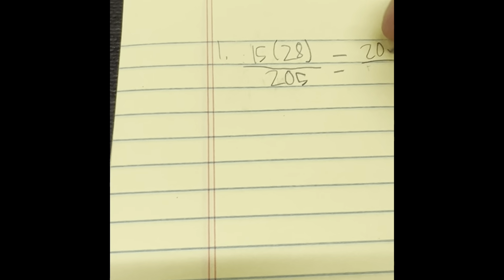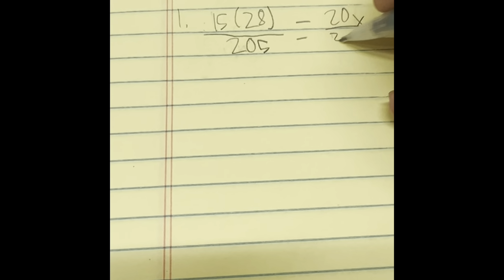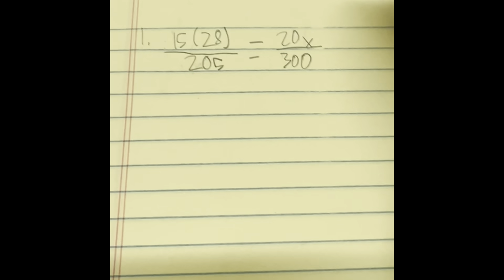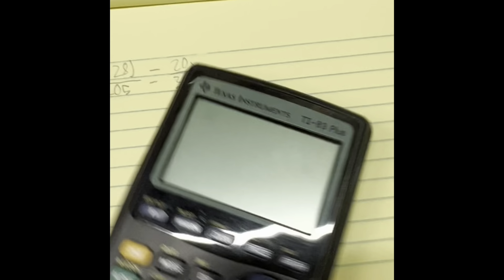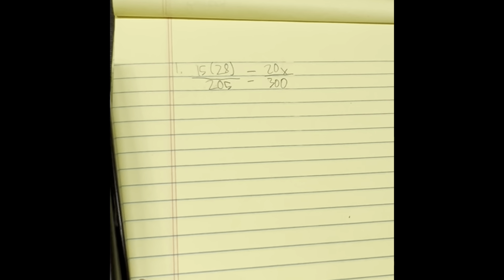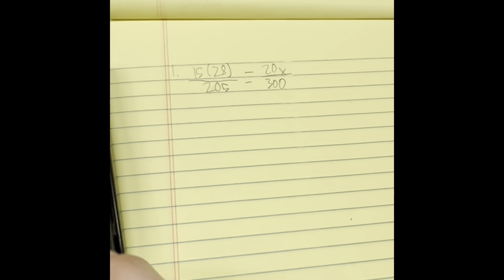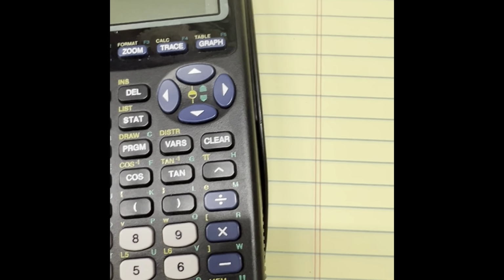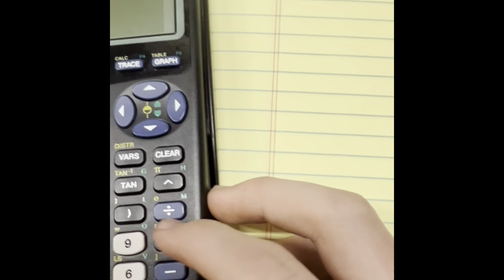And that's going to be proportionate to 20 is the pressure. We'll do 20x. X is what we're solving for. It's the volume of the gas over 300. So now if I put that in my calculator, well, I can simplify that to 15 times 28. 420 divided by 205 is that. And then times 300.